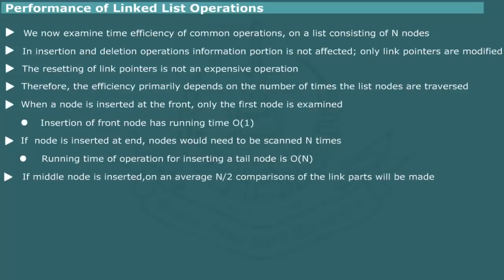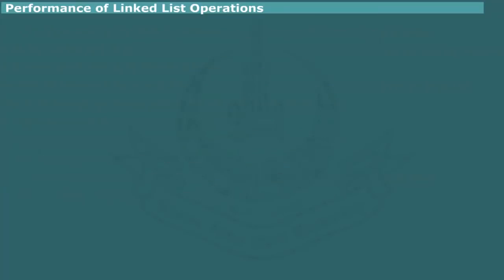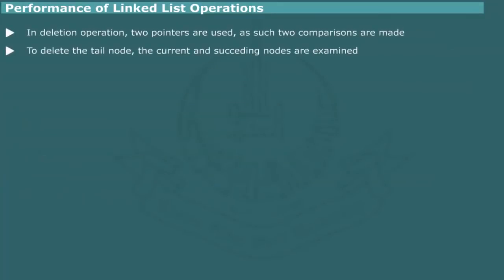If a middle node is inserted, on an average n/2 comparisons of the link parts will be made. Thus, efficiency of inserting a middle node is O(n/2) or equivalently O(n). The deletion operation essentially involves the same steps as with the insertion, except that two pointers are used. Thus, in general, two comparisons are made. The deletion of a tail node has efficiency O(n), simply ignoring the multiplicative factor.